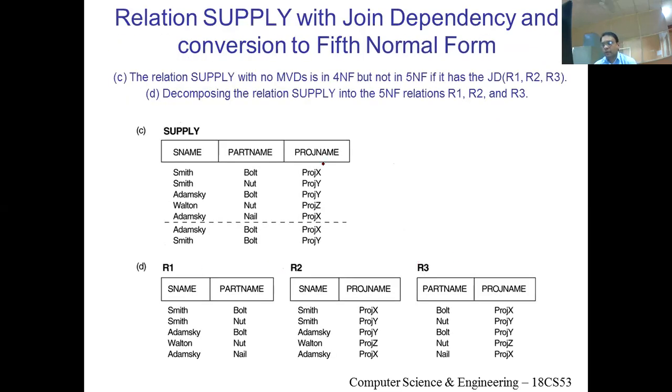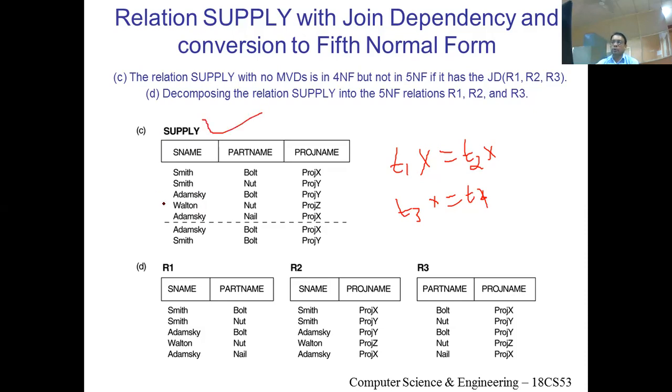Here the relation has no multivalued dependencies, because the first condition itself fails: T1 of X is equal to T2 of X and T3 of X is equal to T4 of X. We have T1 of X equal to T2 of X, but T3 and T4 are different. So we don't have any multivalued dependencies, and the relation is in fourth normal form.